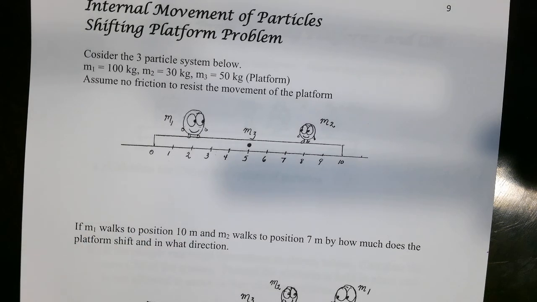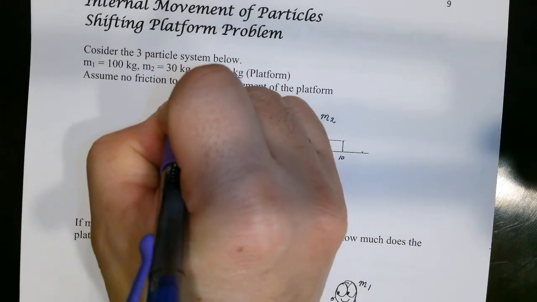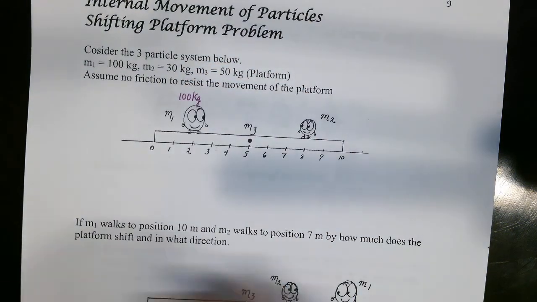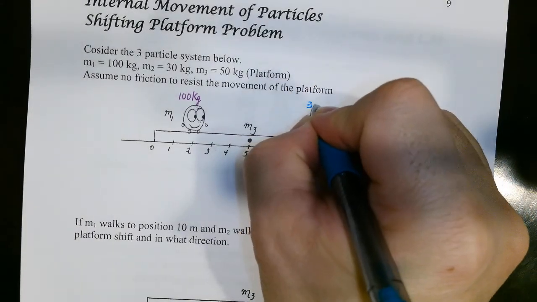So let's take a look at the three particle system below. We have mass 1 of 100 kilograms, right? So this bubble person has 100 kilograms of mass. Mass 2 is 30 kilograms of mass.